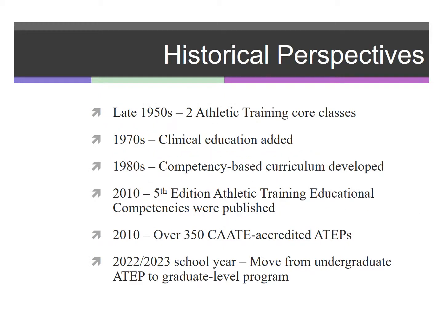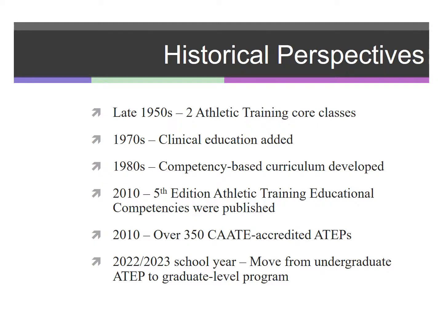Some of the historical perspectives of athletic training as a background. Athletic training curriculum began in the 1950s as an offshoot of physical education programs, but there were 2 athletic training core classes. In the 1970s, clinical education was added. In the 1980s, a competency-based curriculum was developed. And in 2010, the 5th edition of Educational Competencies was published. Also in 2010, there were over 350 CAATE-accredited athletic training education programs throughout the United States.